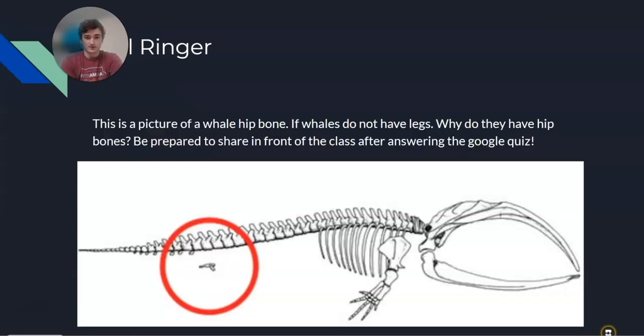In the image below for your bell ringer, you can see a whale skeleton. But more importantly, there is a circled bone. That bone is a hip bone. Now you may be asking yourself, if whales do not have legs or have ever walked on land, why do they have these bones? Think about that question for a little bit, write down your thoughts, and be prepared to share in front of the class after answering your Google quiz. Because once everyone is done and shut their laptop, I will bring the class together to share out their answers.